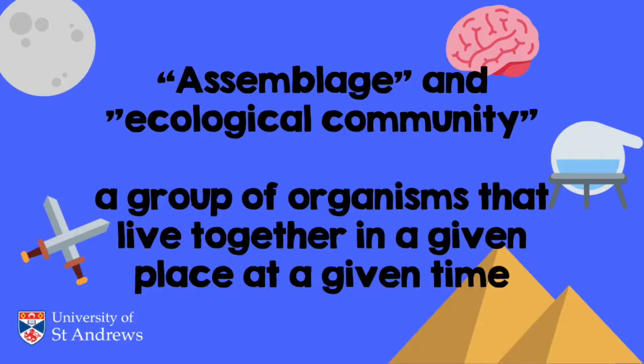And because biodiversity is such a broad term, there are many different ways that we can try to measure it, and I'll just be giving a very brief overview of some of these today. From here on out, I'll be using the words assemblage and ecological community a lot, and these basically just mean a group of organisms which live together in a given space or at a given time.